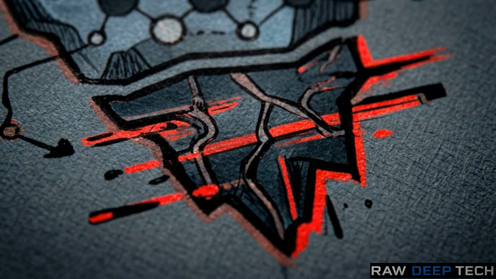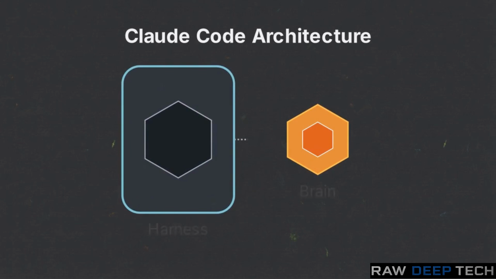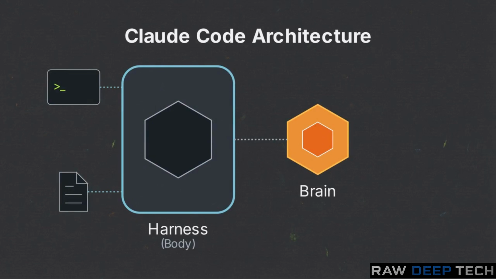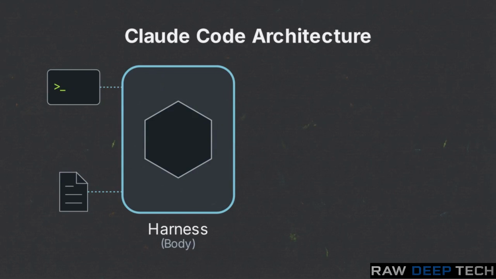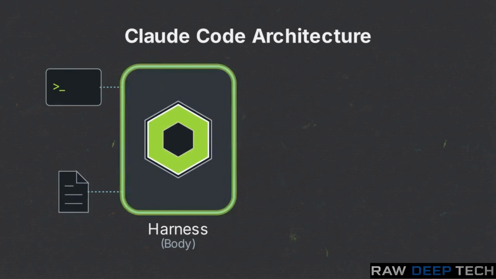Now we descend into the darkest depths of the iceberg, model hijacking. To understand this, we have to separate Claude Code into two parts, the harness and the brain. The harness is the body. It handles the file writing and terminal commands. The brain is the Anthropic API that you pay for. Because they are separate, we can unplug the expensive Anthropic brain and plug a free brain into their high-end agentic body.